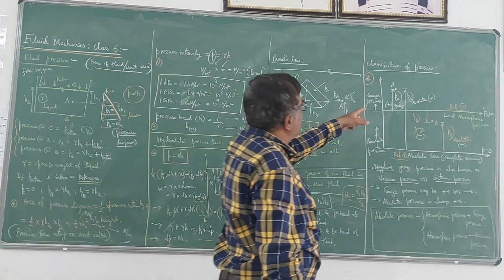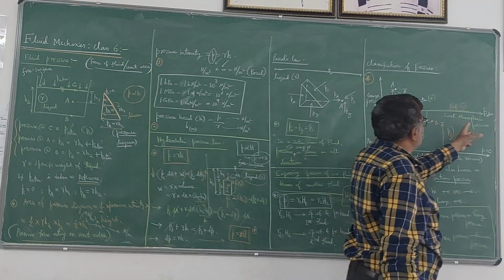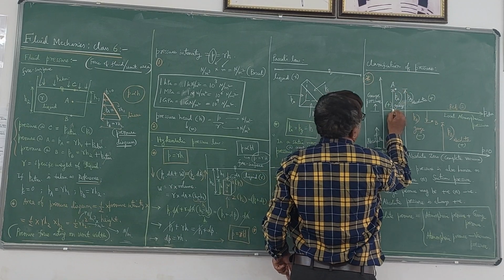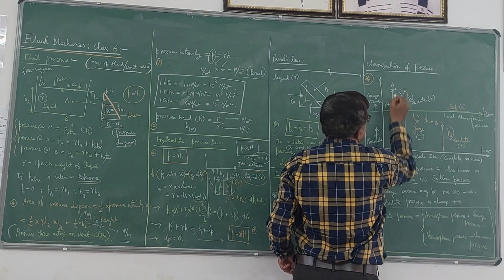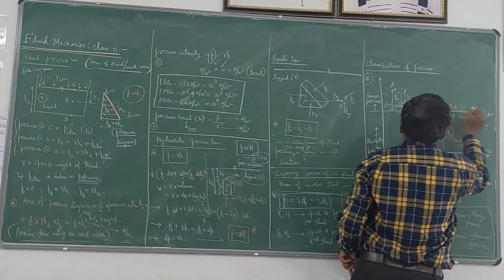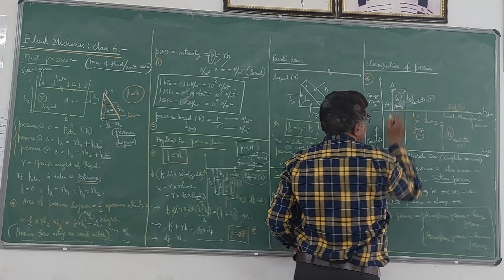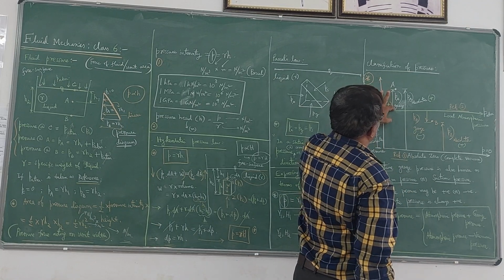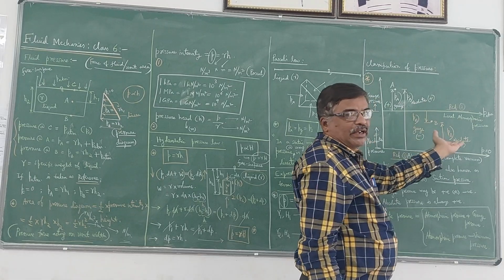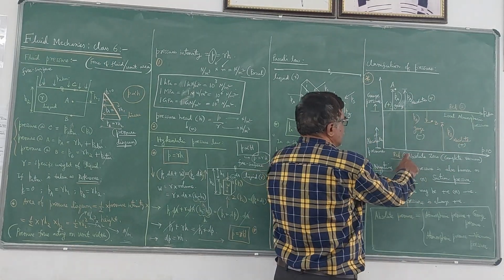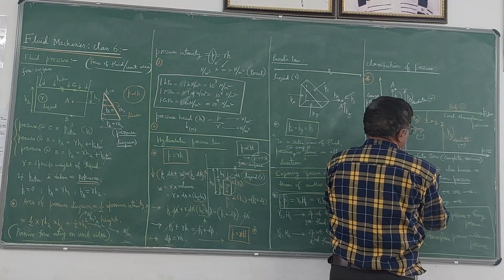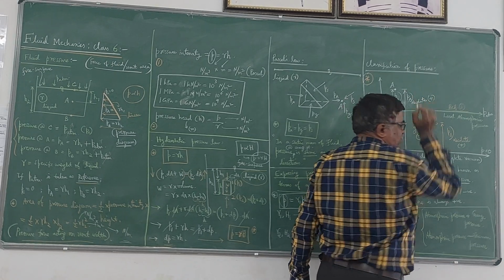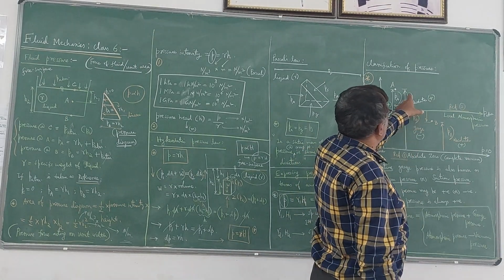So here I have taken a point A above the local atmospheric pressure. If you measure the pressure at point A with respect to local atmospheric pressure, it is called gauge pressure, PA gauge. Suppose at the same point you want to measure the pressure with respect to reference 1, that is complete vacuum or absolute zero, then the pressure will be from here to here, which is called absolute pressure at A.